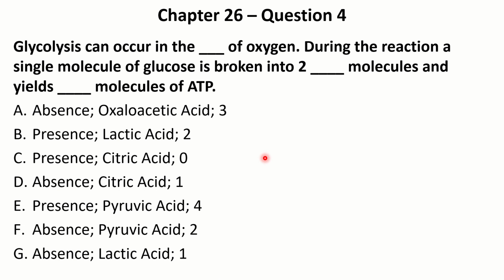So a couple of review questions here to make sure you can put these elements together. Question 4: glycolysis can occur in the blank of oxygen. During the reaction, a single molecule of glucose is broken into 2 blank molecules and yields blank molecules of ATP. Find the most correct combination of answer choices and then enter that in your quiz.